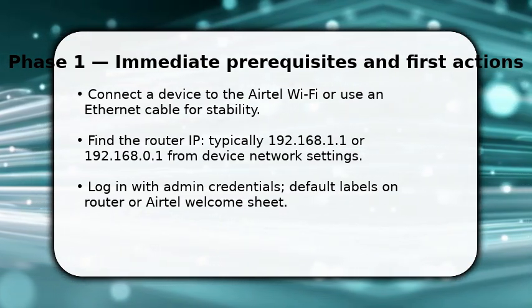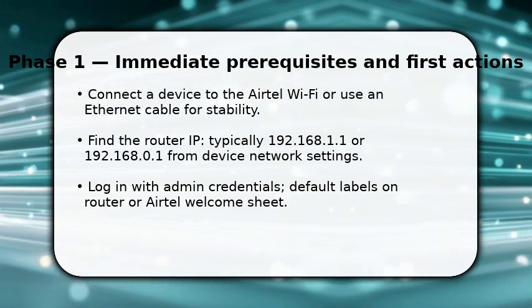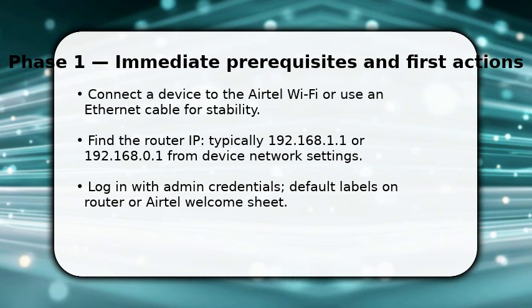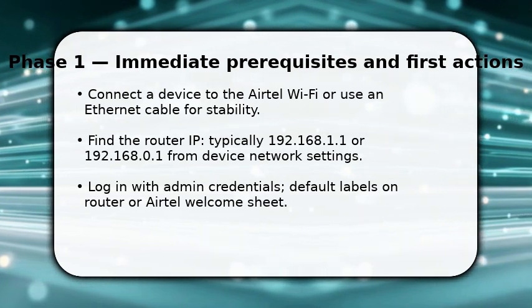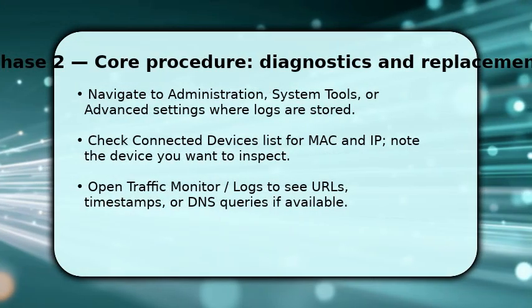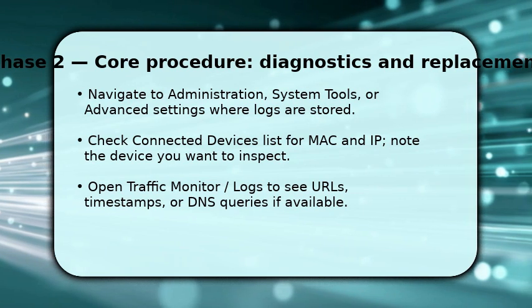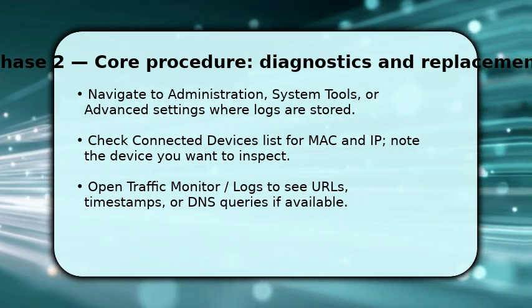Then open a browser and navigate to that IP. When the login page appears, enter the admin username and password printed on the router or from Airtel Docs. Do this now so you can access the router. Once logged in, you need to find the right menu. Make sure to look under Administration, System Tools, or Advanced depending on the firmware.